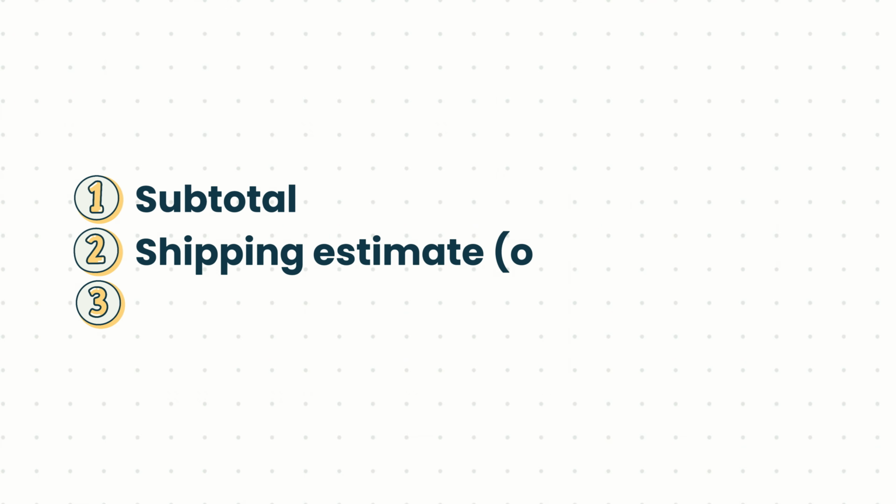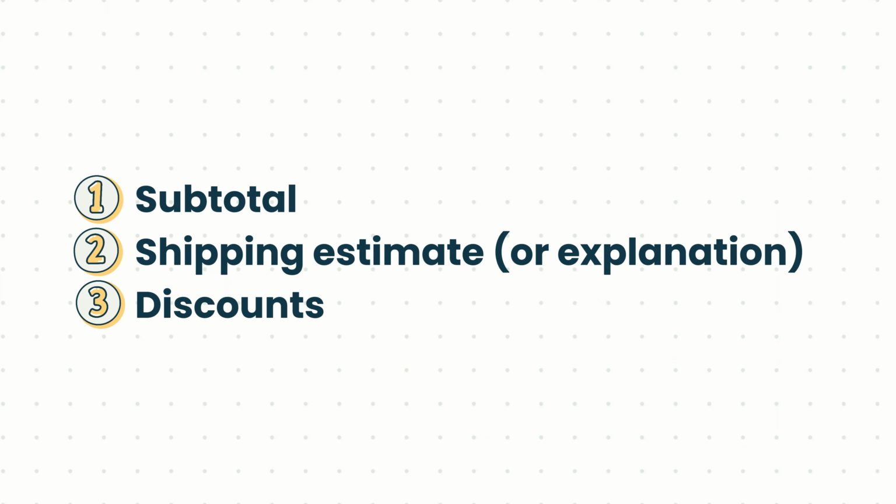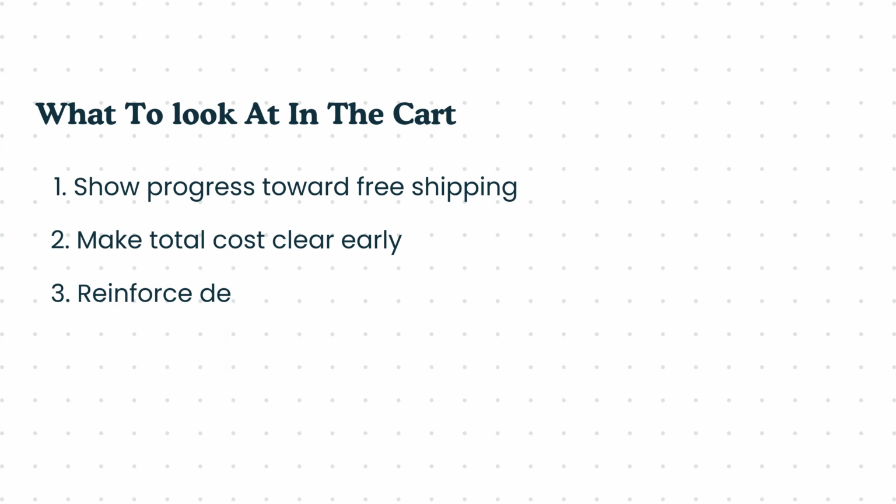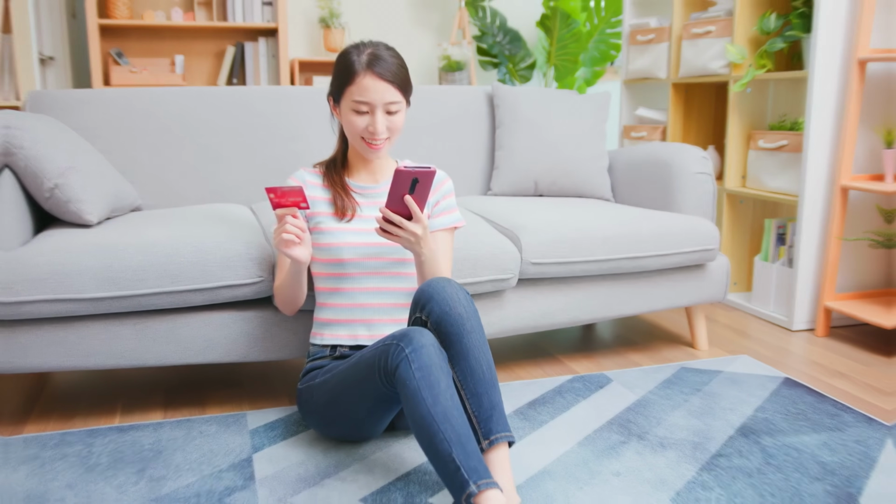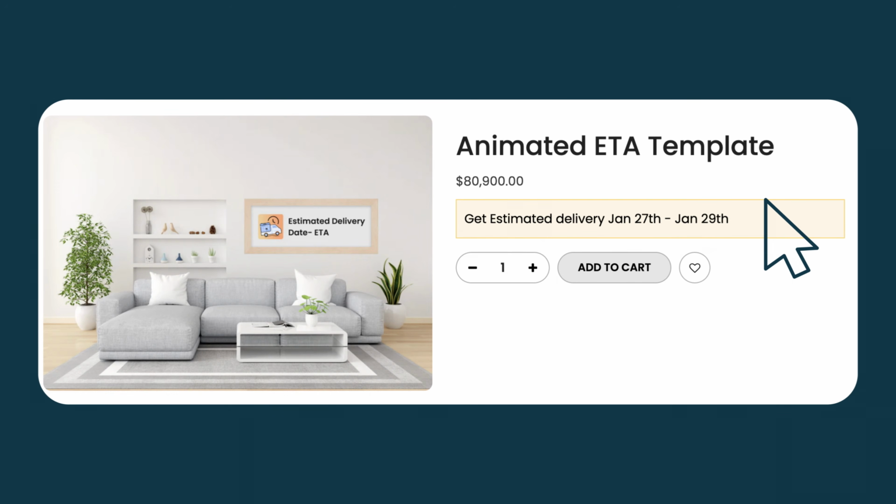If your taxes and duties are already included within your product prices, you must mention this within your cart page. So instead of saying taxes are calculated at checkout, you can say this price includes taxes. And to make your cart clear, don't forget to include subtotal, shipping estimate or explanation, and any discounts you are offering. And by the way, it's very important to mention whether your products are taxable or not on your cart page and as well on your product pages.